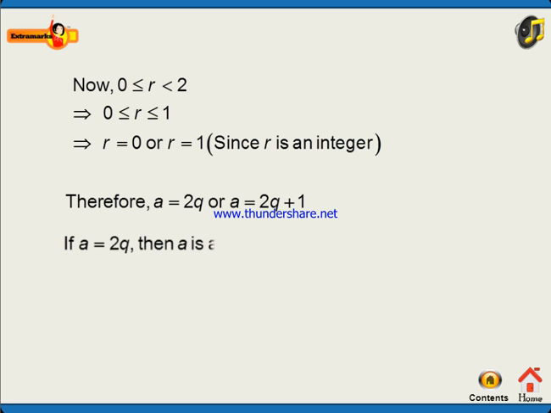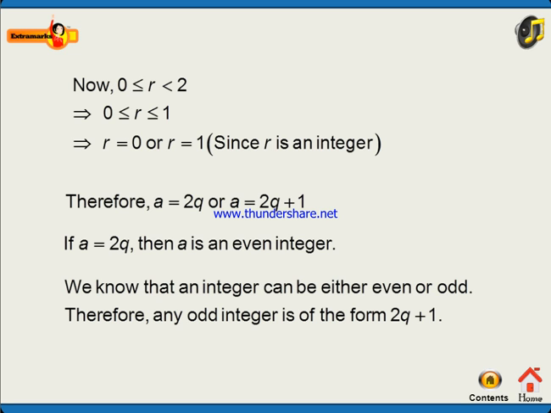If a is equal to 2q, then a is an even integer. We know that an integer can be either even or odd. Therefore, any odd integer is of the form 2q plus 1.